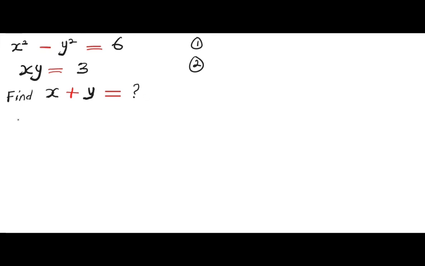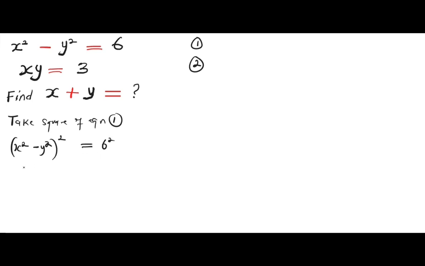Then the next thing is for us to take the square of equation 1. So let me write here, take the square of equation 1. So we have (x squared minus y squared) all squared equals 6 squared.